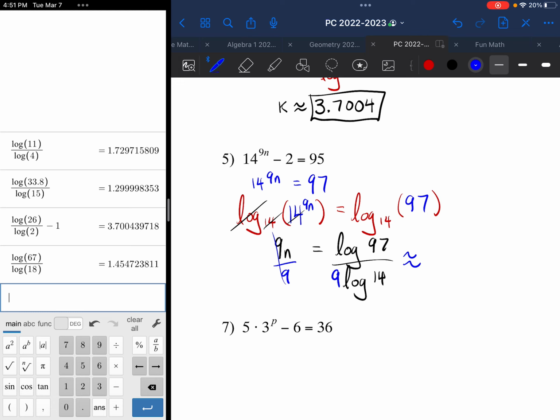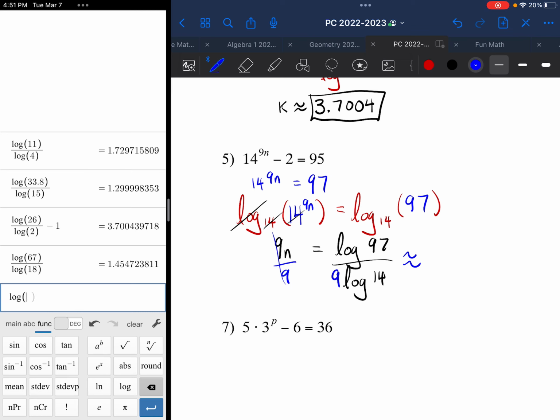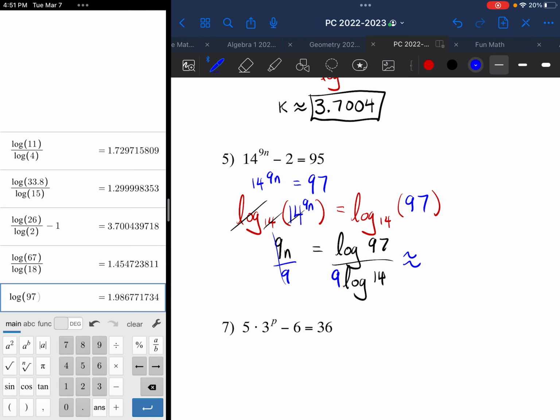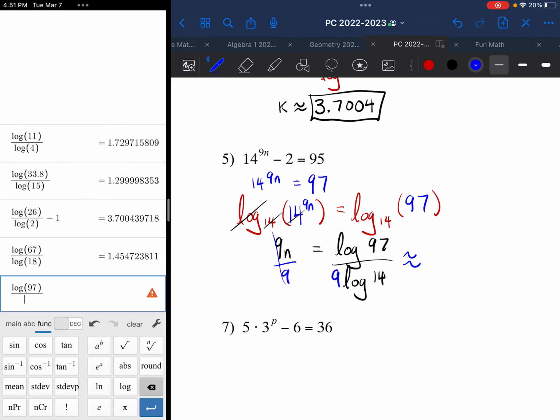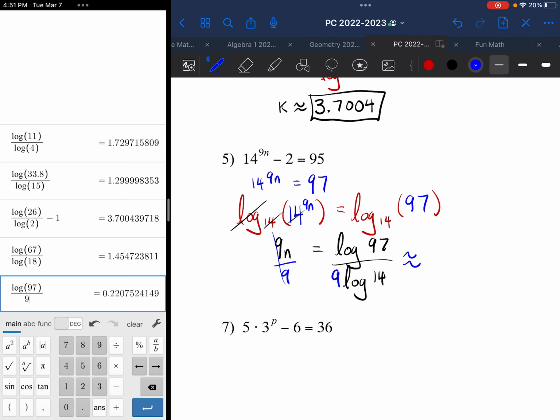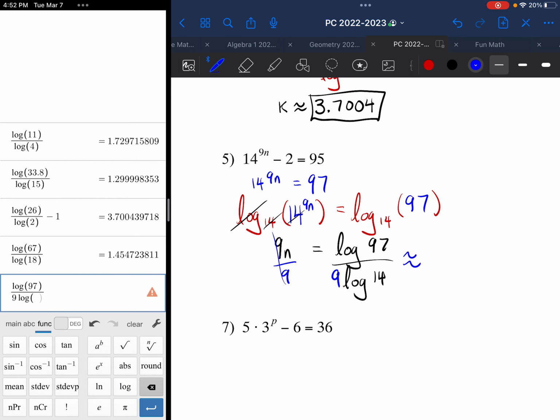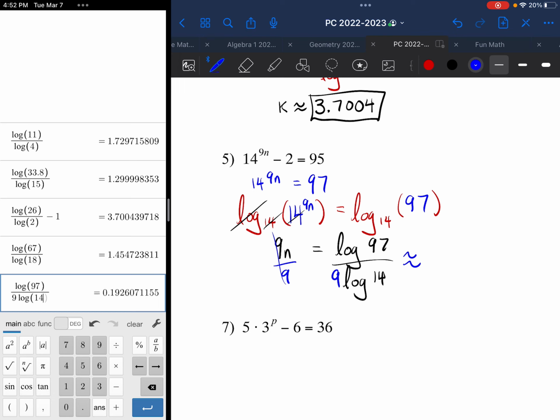So this is going to be about what? Punch it into the calculator. So I'm going to say log of 97, and that's going to be divided by 9. Ooh, I have to type in the 9 first. 9, and then log of 14. And I get 0.1926, and that 6 does not get rounded up because it's followed by a 0. So 0.1926.